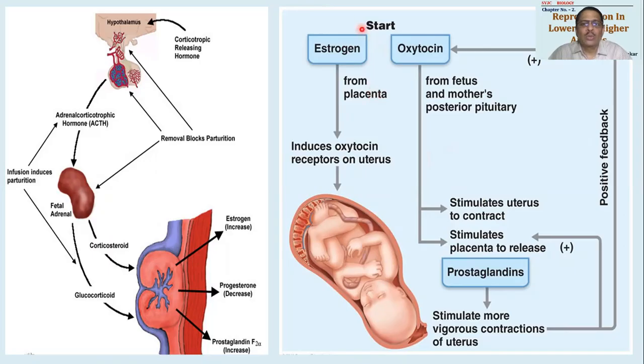Okay, so estrogen from the placenta will affect the uterus of the mother, as a result of which the receptors present on the uterus for receiving oxytocin hormone will be activated. See, this is all hormonal interplay. Unless and until a hormone is secreted, it will not work. So the receptors will get activated. Okay, now what happens in this case? Oxytocin will be given by the pituitary gland of the mother. It will stimulate the uterus to contract.